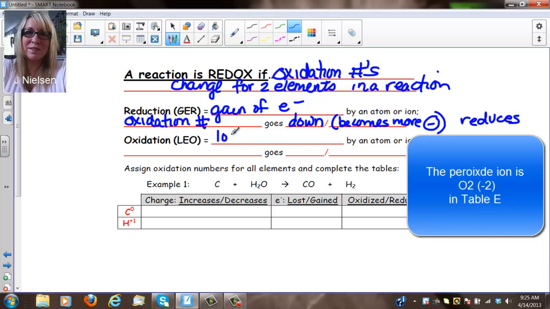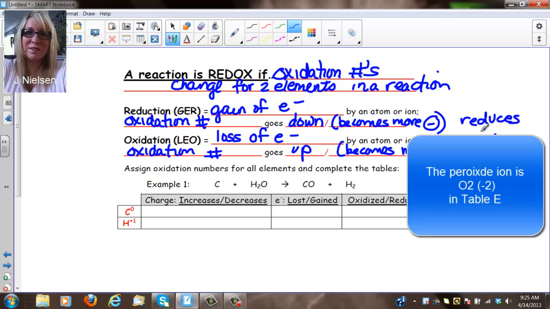Oxidation is loss of electrons by an atom or ion, and the oxidation number goes up. So we say this becomes more positive because you now have more protons than electrons, and it oxidizes. So let's look at a couple examples.